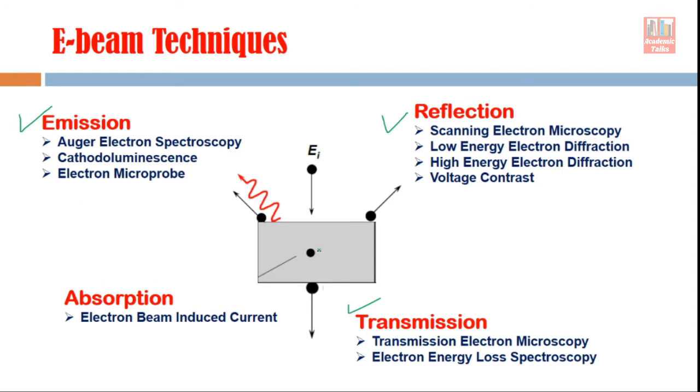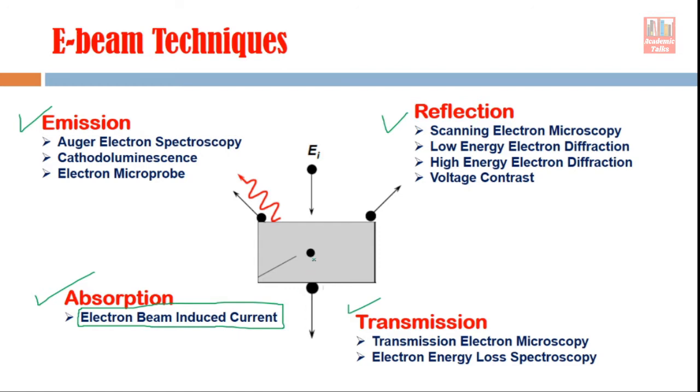There is one very interesting possibility: what happens when this electron is absorbed into the semiconductor. If this kind of absorption of the incoming electron takes place, that possibility gives rise to one characterization tool, which is known as electron beam induced current. Because of this incoming electron beam, a current is induced into the semiconductor material, and the corresponding technique is known as electron beam induced current.